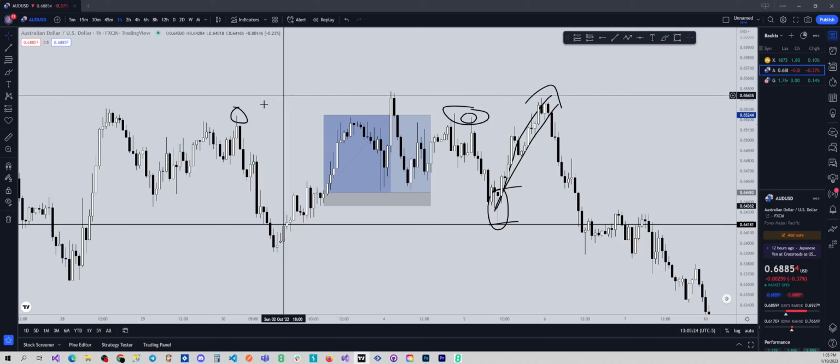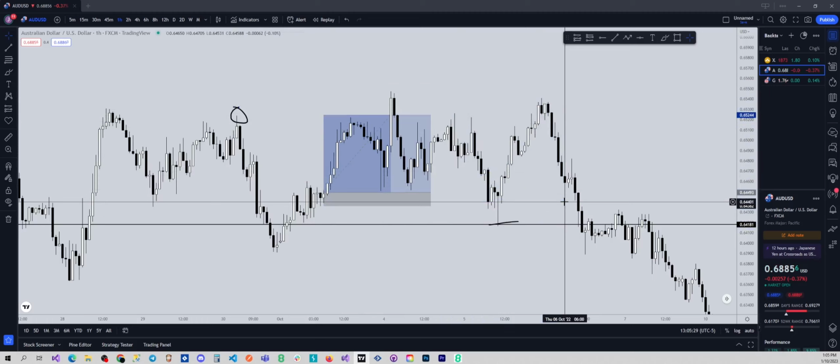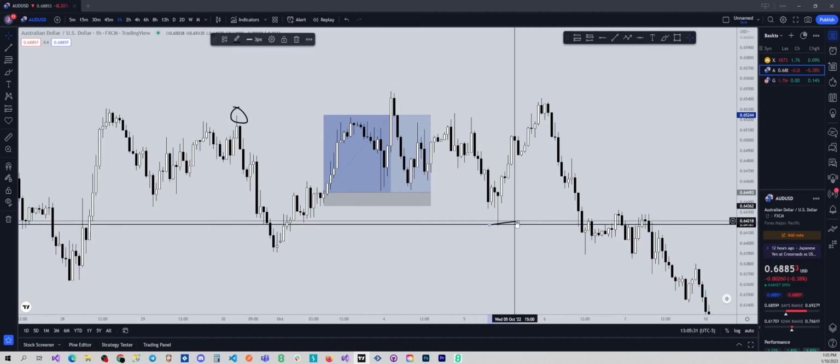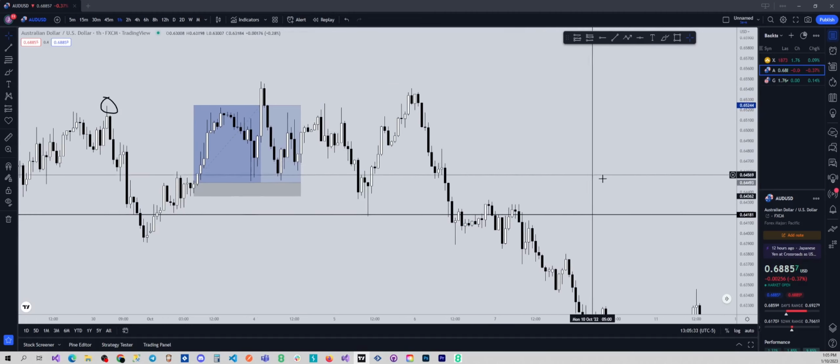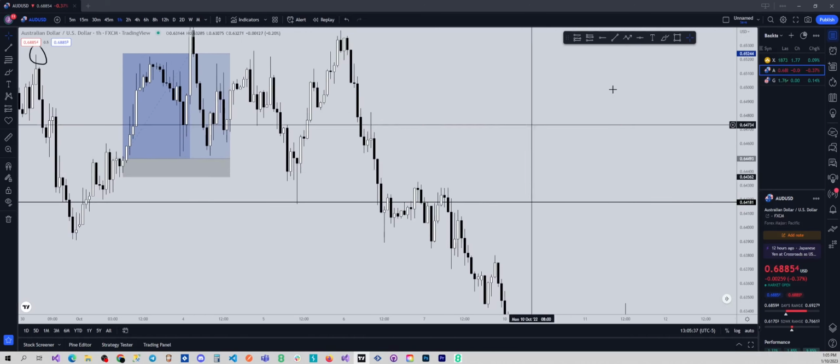So let's continue following price so you can understand the action of price itself. Actually, if you take a look here, there's something that I explained earlier.